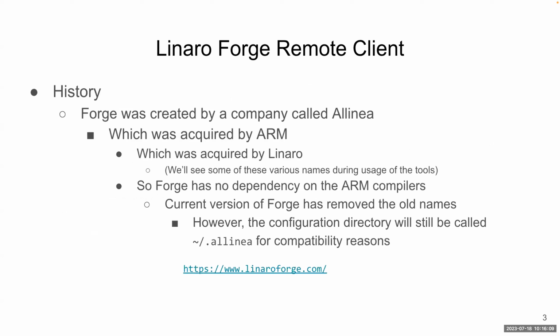Since I don't work for Linaro, I can tell you all the dirty details. So Forge was originally created by a company called Allinea that was bought by ARM, which is now in the control of Linaro. And you actually see some of these older names in the tools. Almost all of the history of Forge has been removed, so it's now all Linaro branded. But the configuration directory is still called .allinea for compatibility reasons. So you'll see that later on. And so don't panic if you see that and you wonder what that has to do with Linaro.